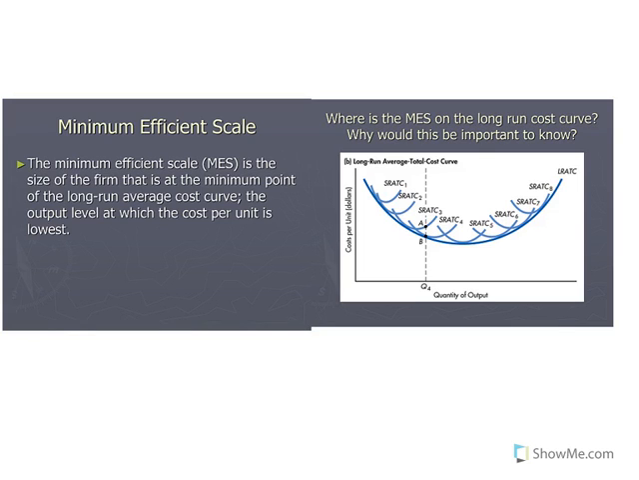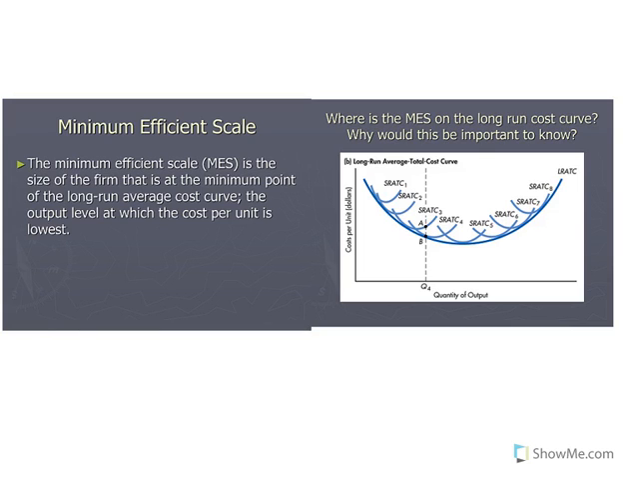Now, there's also something called a minimum efficient scale when we're looking at production for the firm in the long run. And the minimum efficient scale is simply going to be the size of the firm at which the long run average total cost curve reaches its minimum point. In other words, where the average total costs are the lowest, or the cost per unit is the lowest.